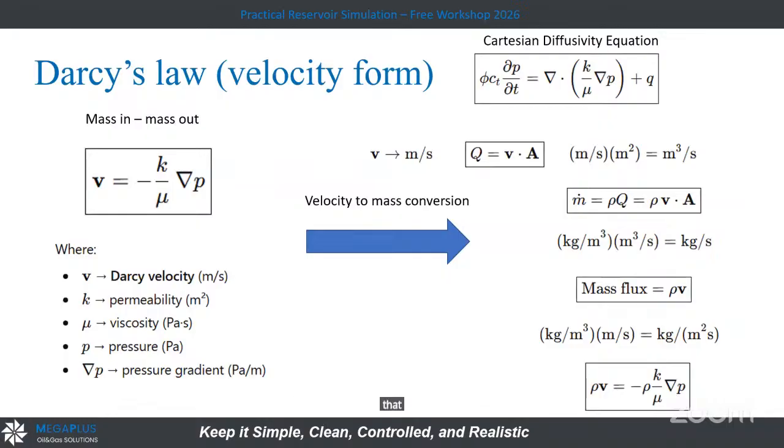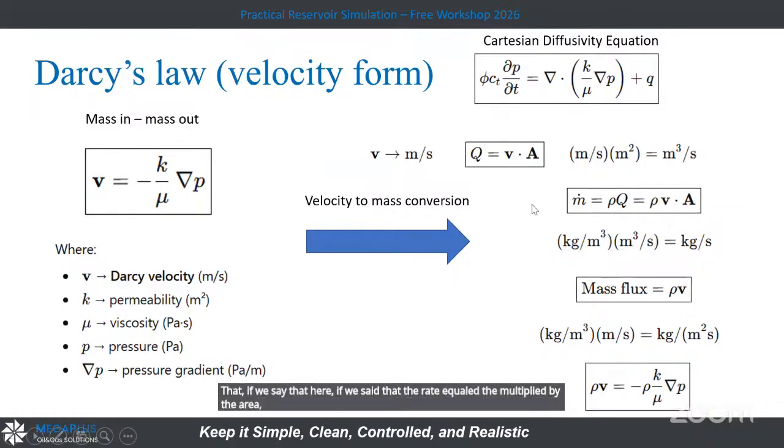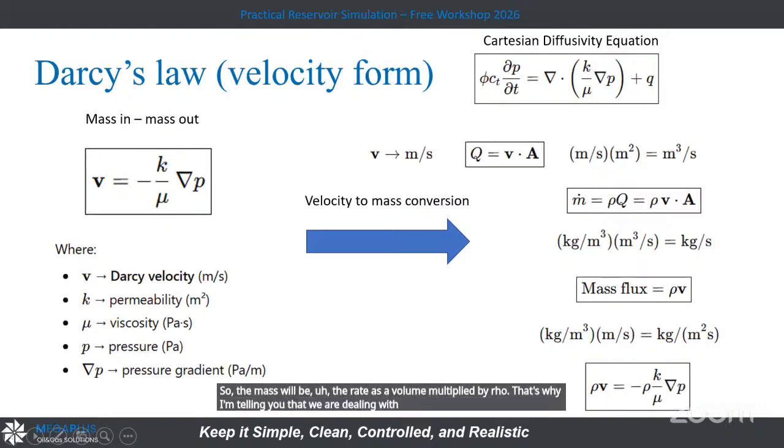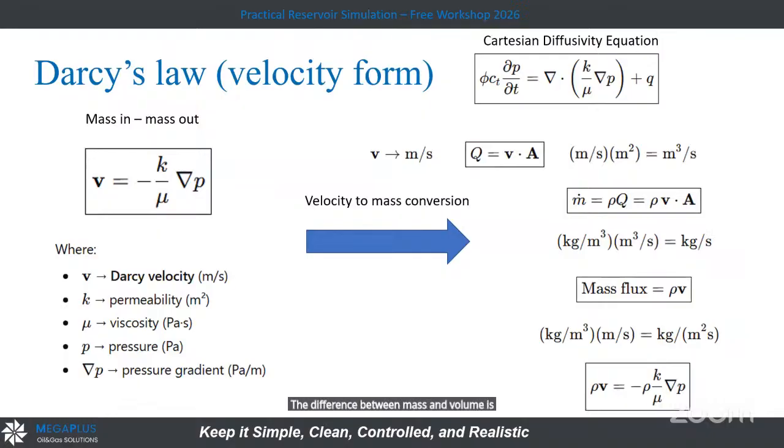If we say that the rate equals the velocity multiplied by the area, then the mass will be the rate as a volume multiplied by rho. That's why I'm telling you that we're dealing with mass, not volume. The difference between mass and volume is density. So we have the density multiplied by velocity multiplied by the area.